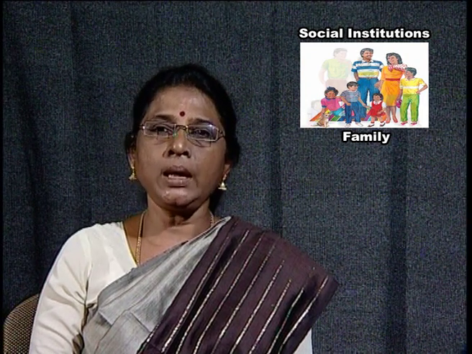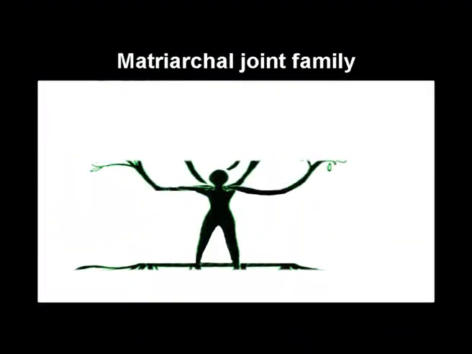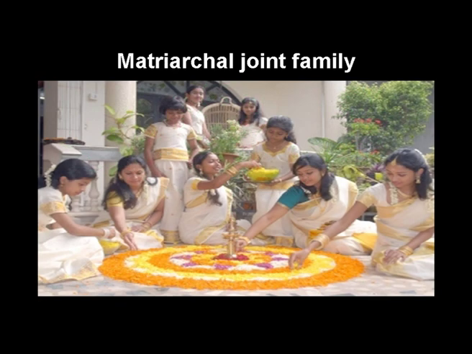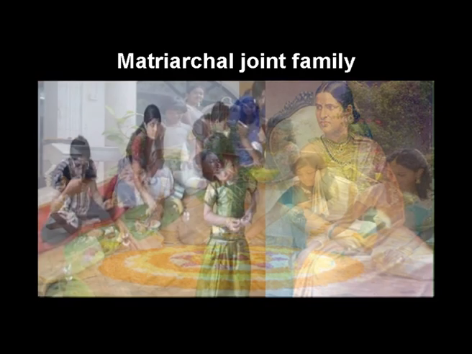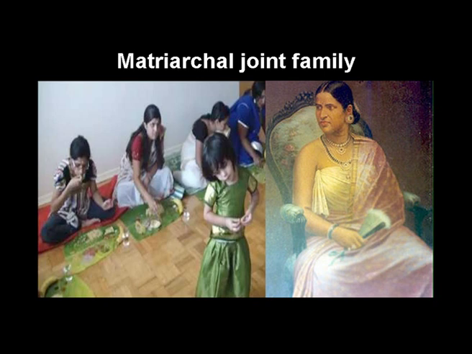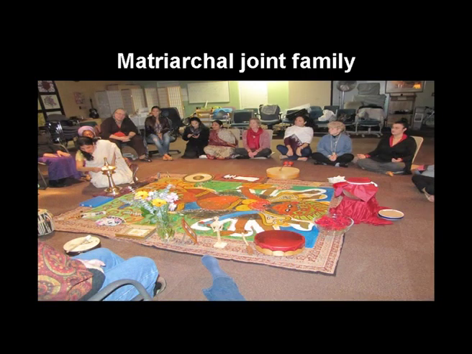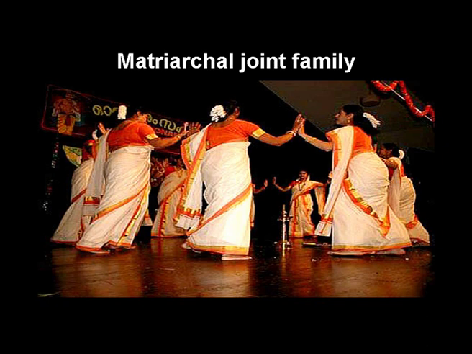Matriarchal joint family is the second type. A matriarchal family is the one in which the mother or the oldest female member is the formal head and possesses dominant power in the family. These families are called the mother right families. The oldest female member is responsible for both the economic and ritual activities of the family. Here the maternal uncle plays an important role and is called the Karanavan. This type of family is found among Nayars of Kerala.